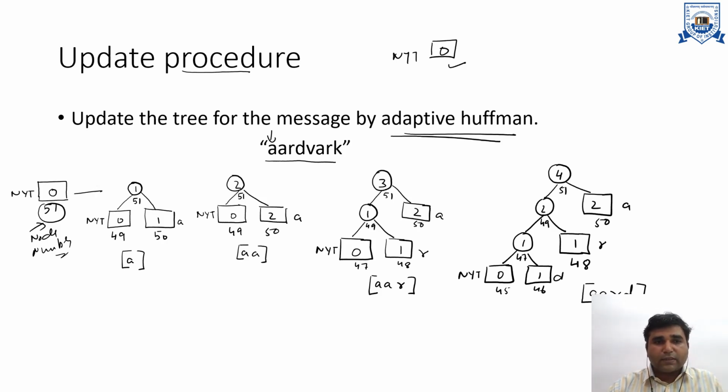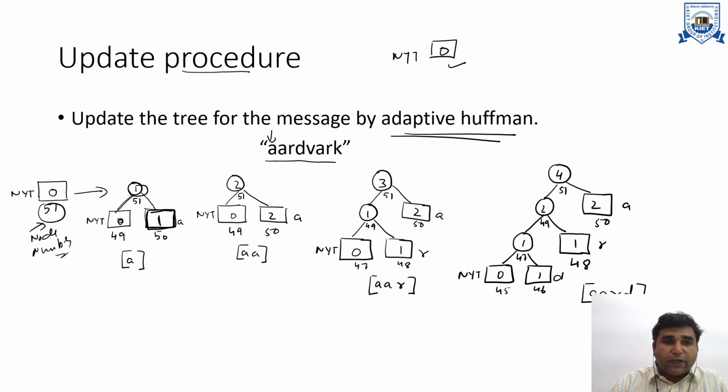Okay, let's take this part. So this letter A will be connected to the right. This node NYT creates an intermediate node, and NYT itself is joined to the left part, and the symbol A will connect to the right. The weight of the NYT is always 0, and this symbol A is encountered for the first time, so the weight is 1.